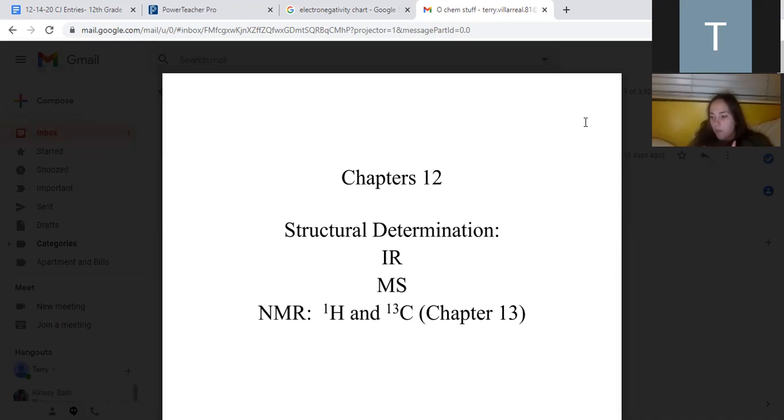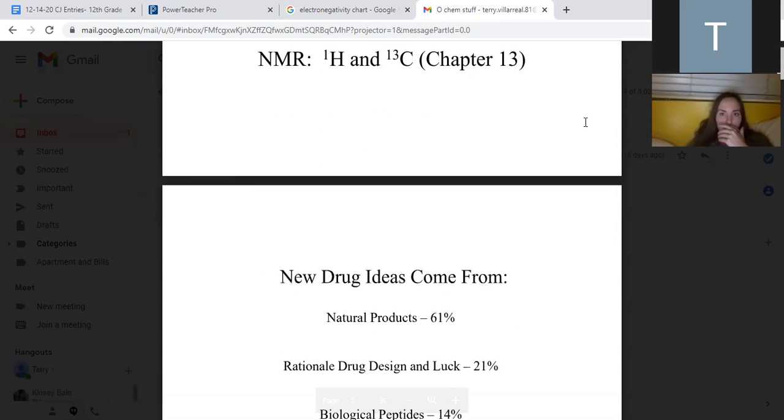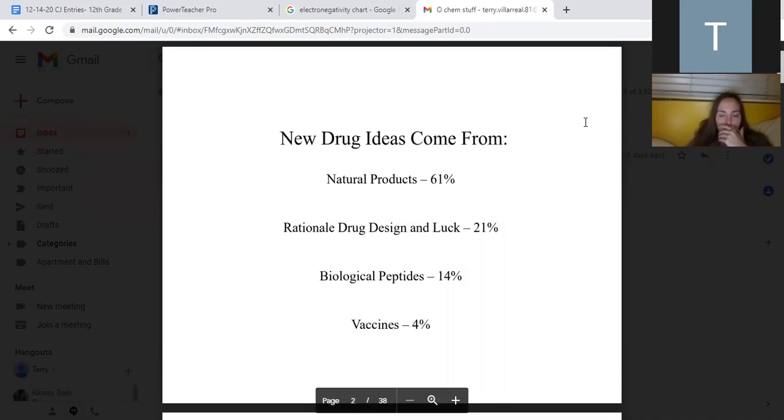All right. Let me turn the. Oh, I forgot. This is a Word document. I have to scroll down. Okay.